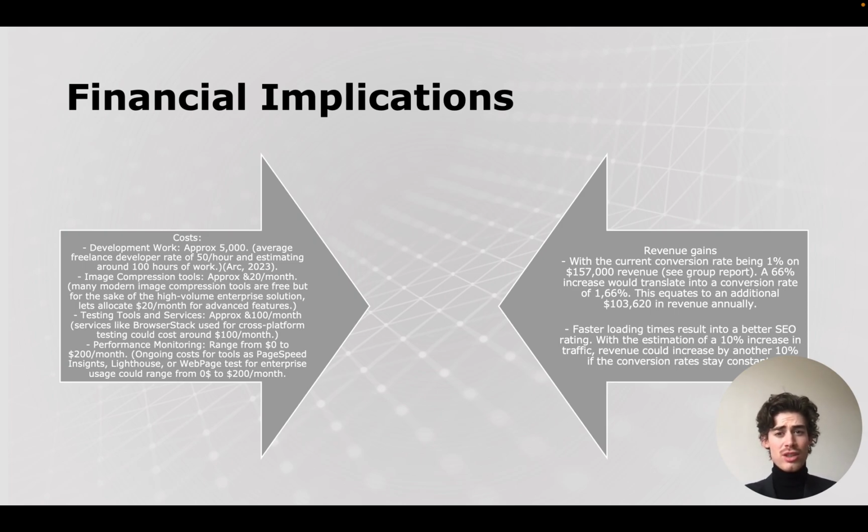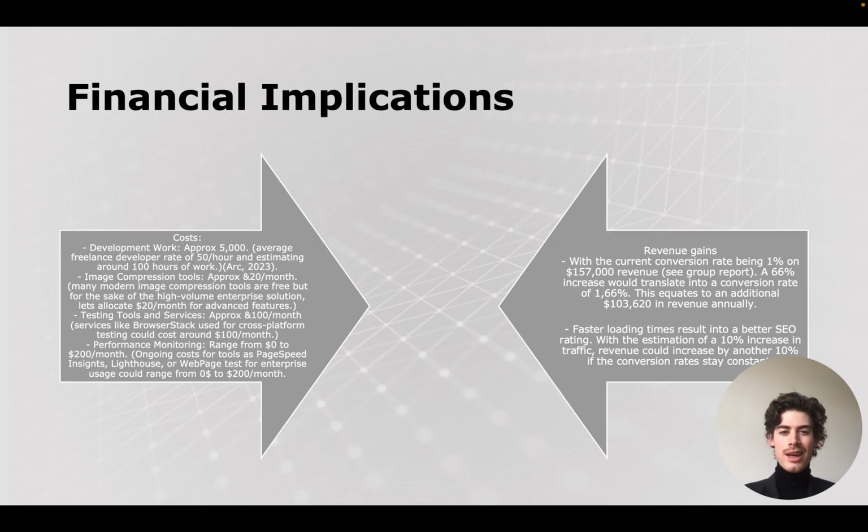Many modern image compression tools are free, but for the sake of high volume and enterprise solutions, let's allocate $20 a month for advanced features. Thirdly, testing tools and services. Services like BrowserStack for cross-platform testing could cost around $100 a month. Performance monitoring. Ongoing cost for tools like PageSpeed Insights, which is free, Lighthouse, or WebPageTest for enterprise usage could range from $0 to $200 a month.